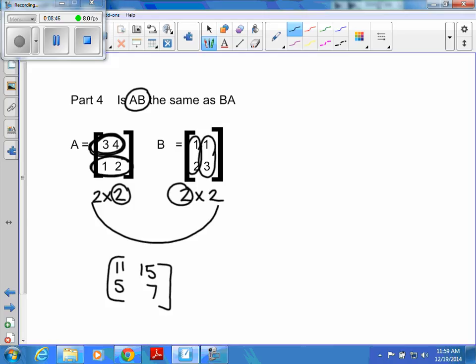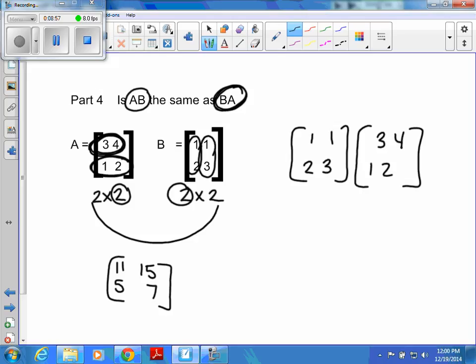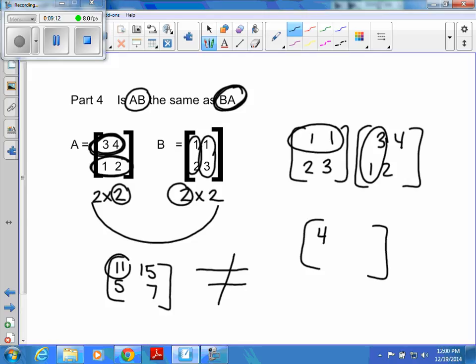Now we got to go the opposite. Now they want me to do B times A, so I need to rewrite my problem. And I need to go in the opposite direction. Now I need to go row by column. And I need to do my 1, 1. And I'm going to check to see if you get the same answer. 3 plus 1 is 4. They're not equal. I already know it because the 11 and 4 are not the same. So is AB the same thing as BA? You multiply them together? No. I already know because my first terms are already different.